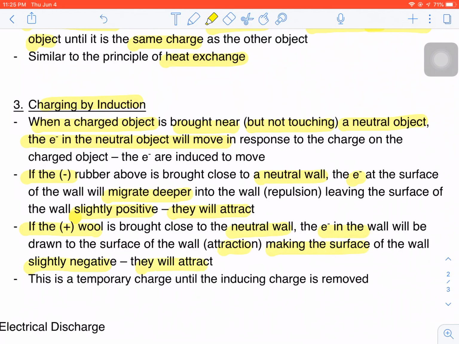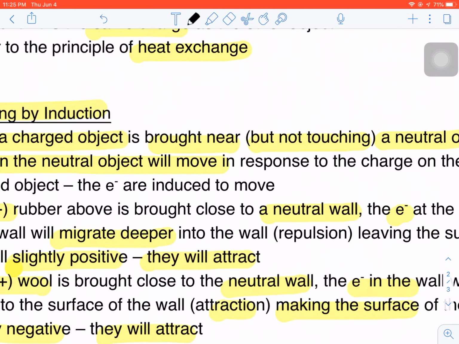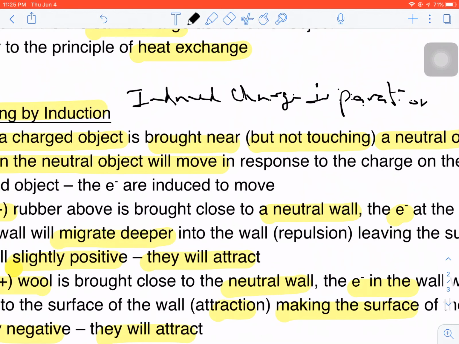As soon as I take the wool or the rubber away from the balloon, that induced charge separation, which is what it's called, I'm going to write that down here. Induced charge separation.